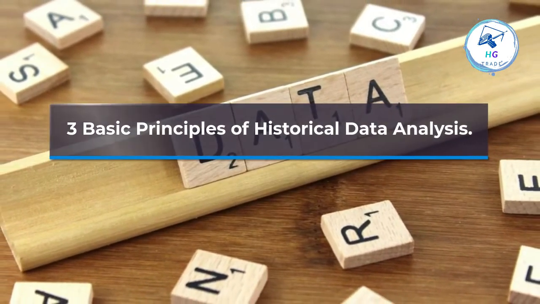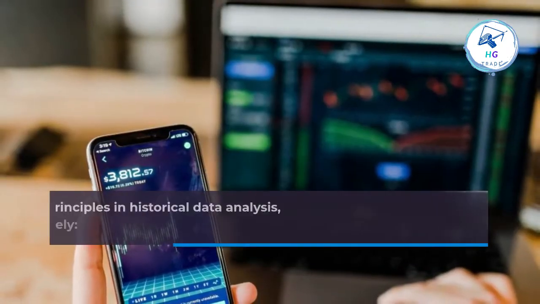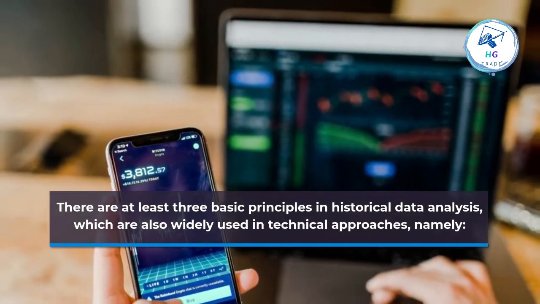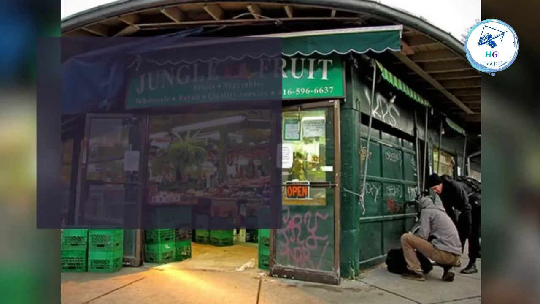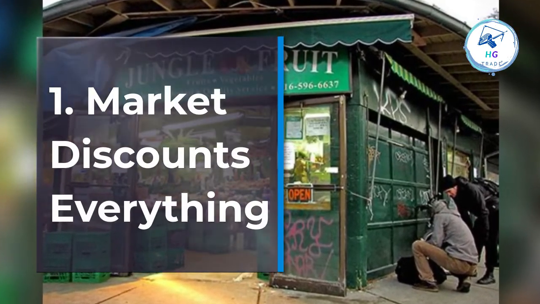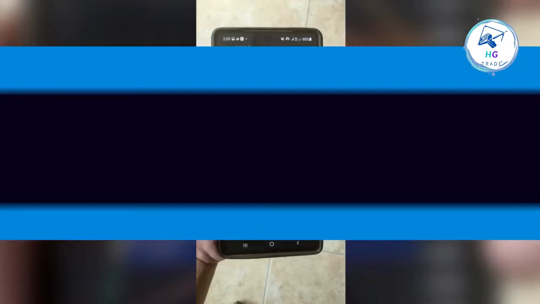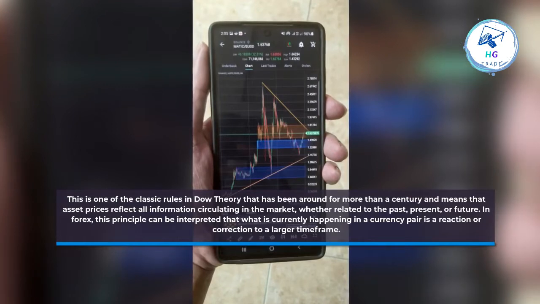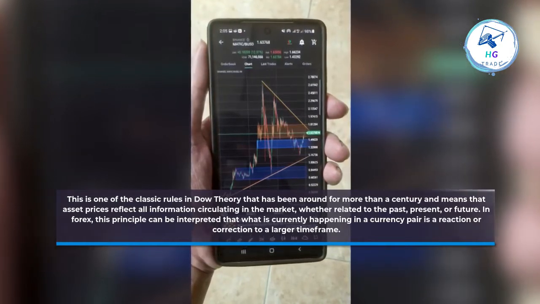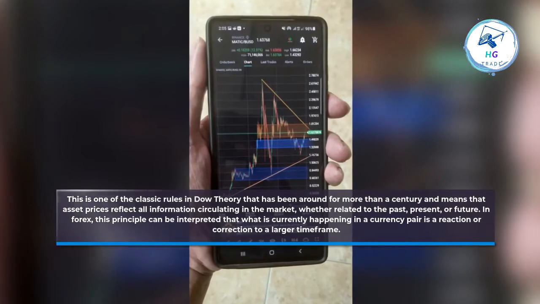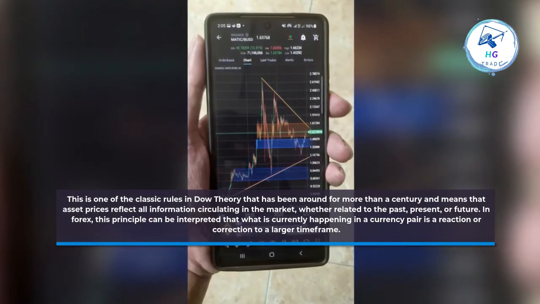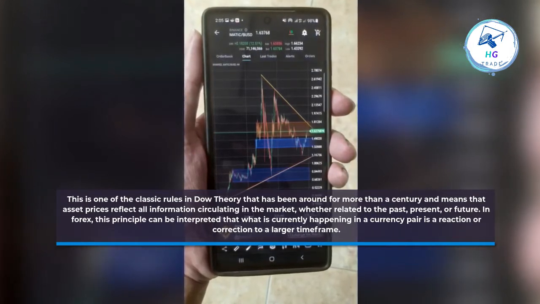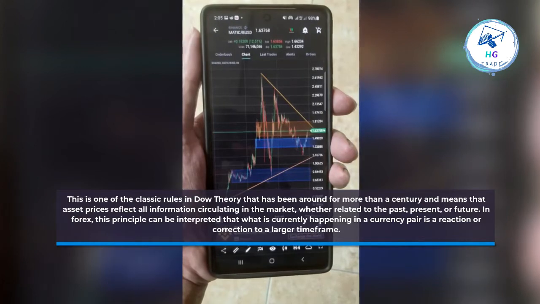Three basic principles of historical data analysis. There are at least three basic principles in historical data analysis, which are also widely used in technical approaches, namely: 1. Market discounts everything. This is one of the classic rules in Dow theory that has been around for more than a century and means that asset prices reflect all information circulating in the market, whether related to the past, present, or future. In Forex, this principle can be interpreted that what is currently happening in a currency pair is a reaction or correction to a larger time frame.